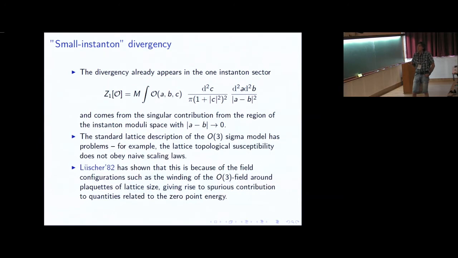Let me emphasize that this divergence is very different from the usual trivial divergence, which is related to renormalization. As a result, some quantities in the sigma model possess a kind of anomalous scaling. In particular, the topological susceptibility possesses a certain divergent part, which is maybe unusual. But what's important is that this small instanton divergence is exponentiated, and it's completely under control. So in principle, you will see the effect only very little. Anyway.